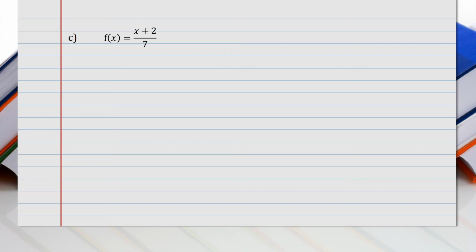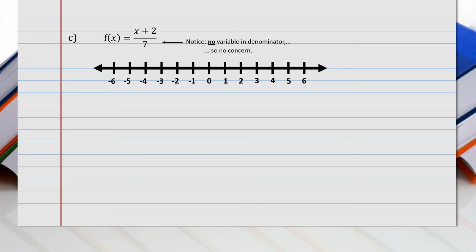Example C, we have f of x equals x plus 2 all over 7. Notice there is no variable in the denominator. So what does that mean? It means there's nothing to be concerned about. So look at the number line. If I have no concerns, that means I have no open circles. So the whole entire number line would be included.